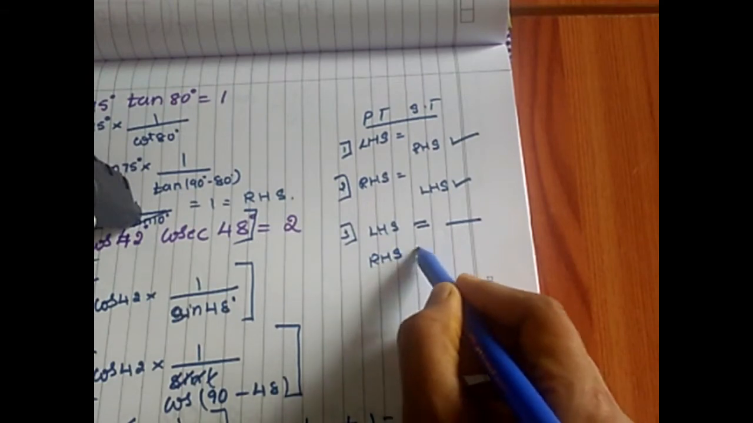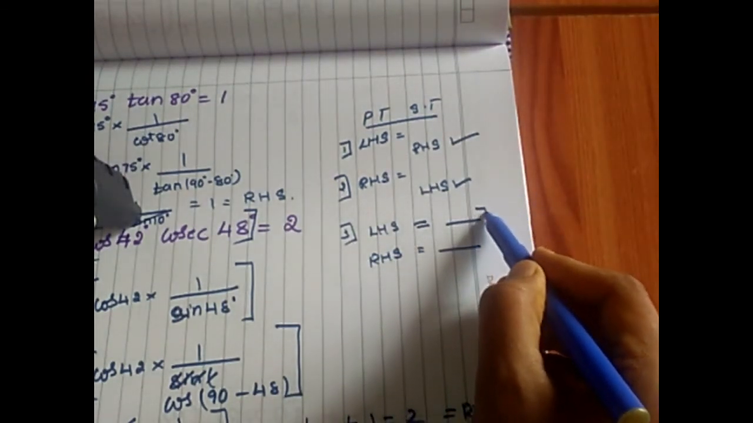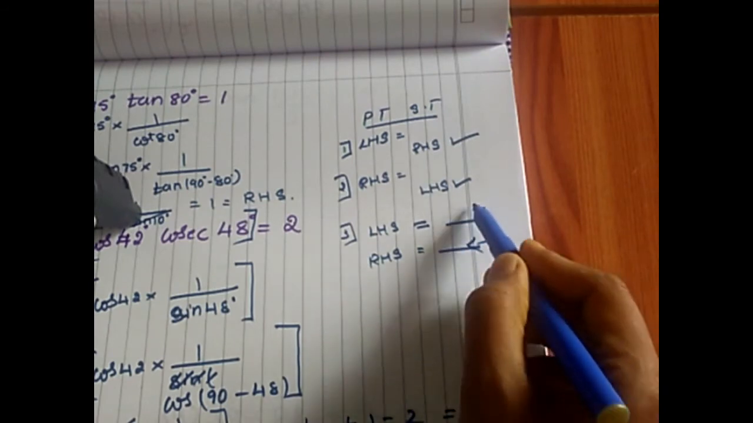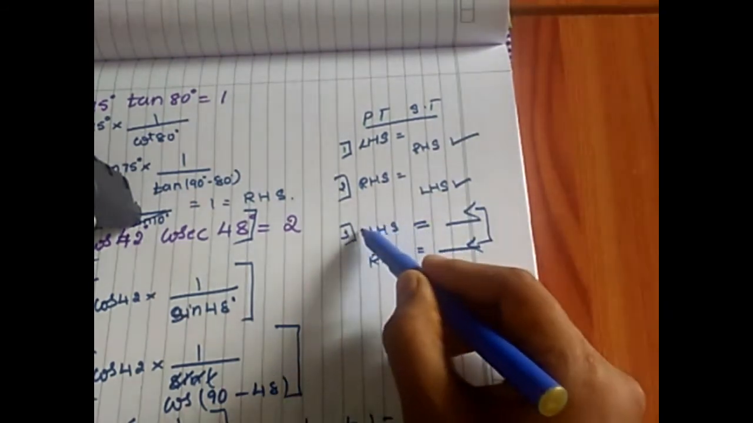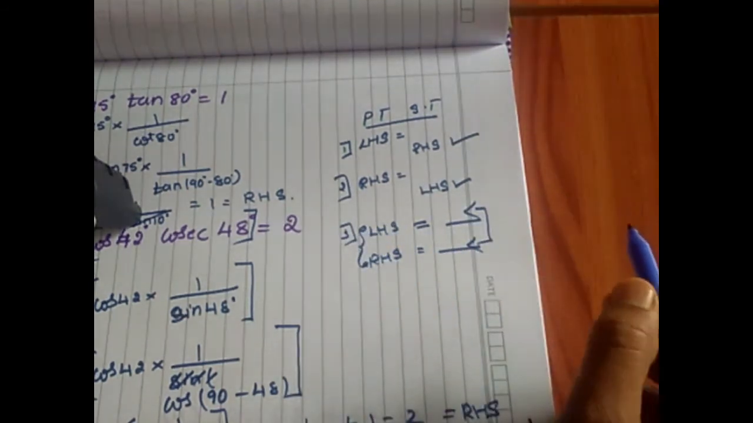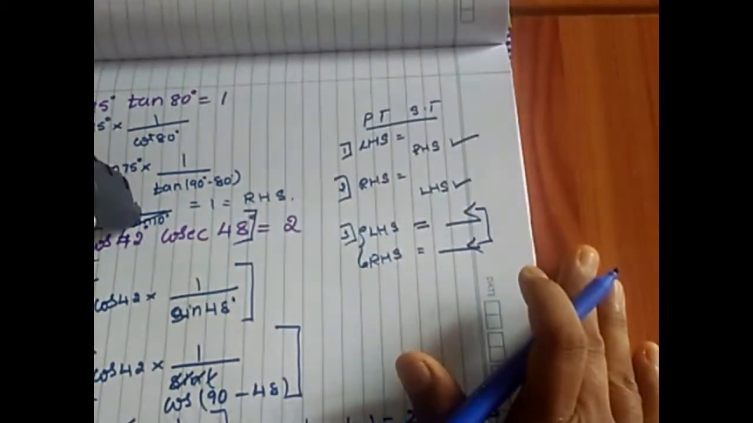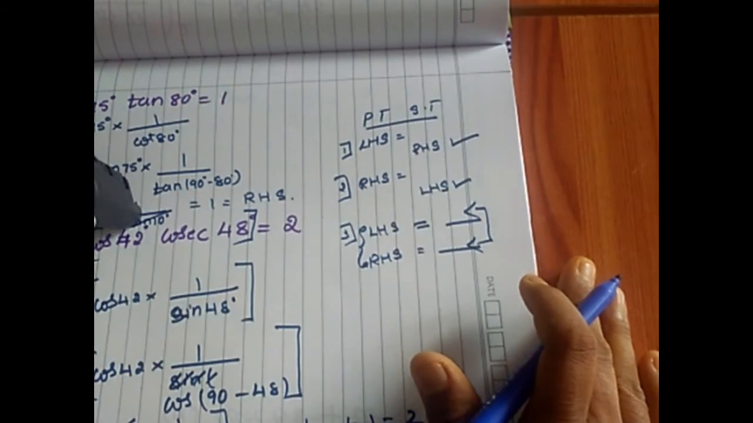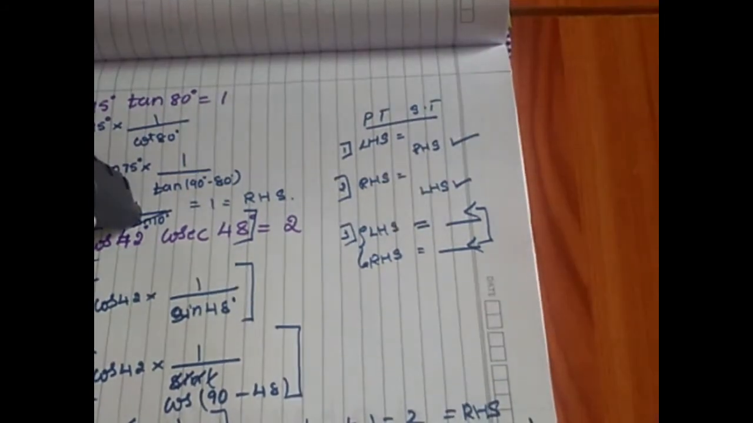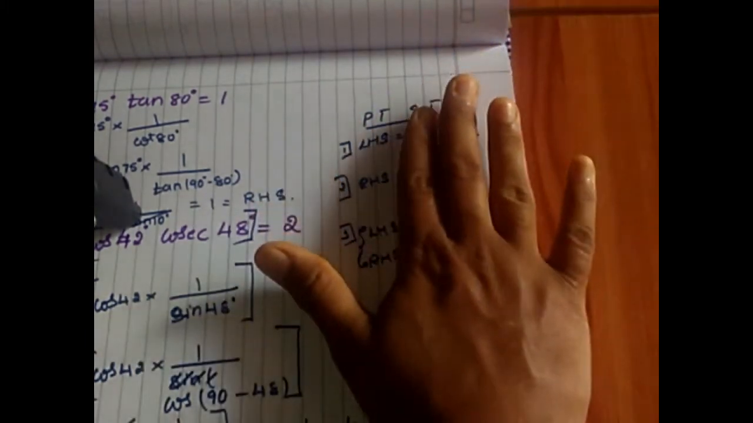And again take RHS, simplify and mark the answer. Say that the solution of LHS and RHS are the same, hence they are equal and it is proved. So how to start is your smartness, and you will get it only by practicing many problems. If you practice more problems, automatically by looking at the question you will come to know.